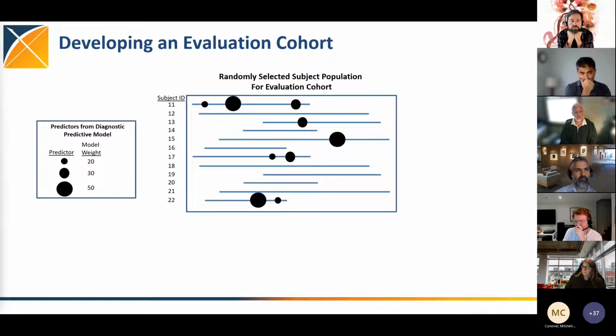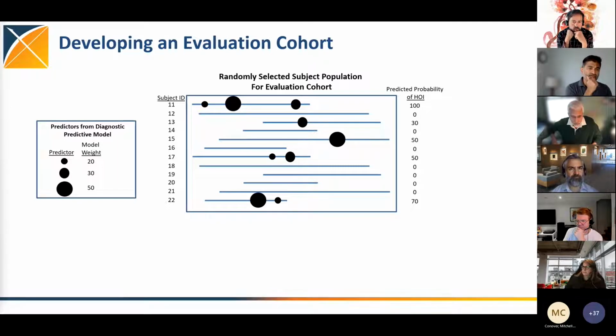We then apply the model to their records. And each one of them will either have predictors or not have predictors. And from there, we can figure out the predicted probability of them having the health outcome of interest, based upon the model. So for instance, subject number 11 here had all three predictors, and that gave a hypothetical probability of 100% of them having the outcome. Number 12 had no predictors, so that was a 0%. And other ones are somewhere within the range there.